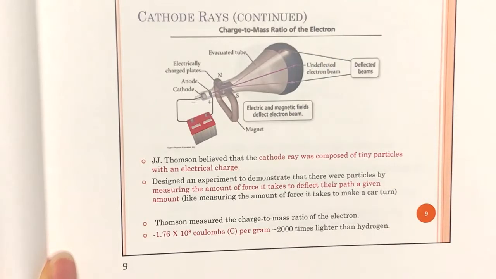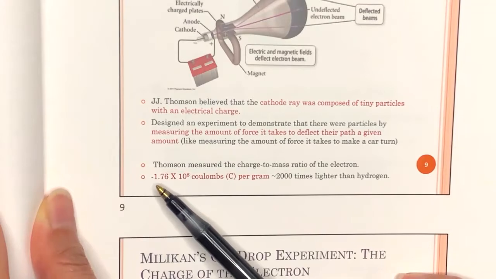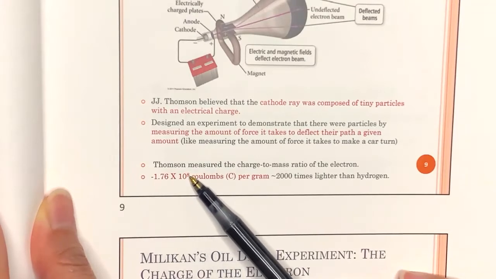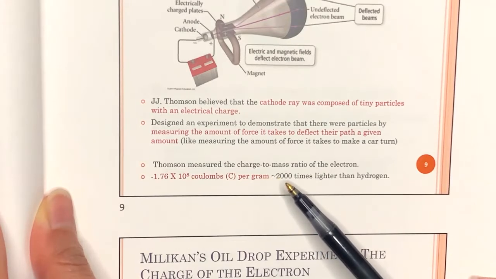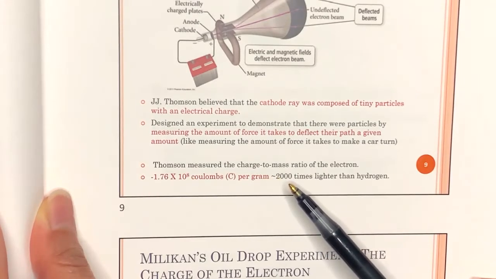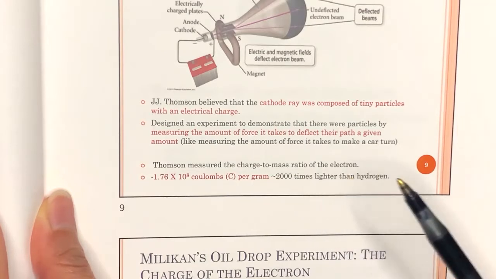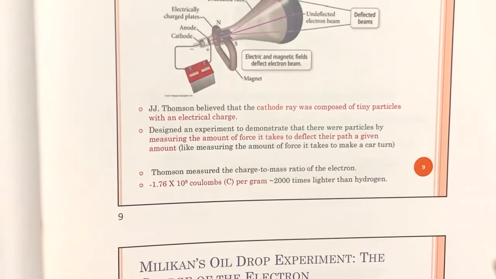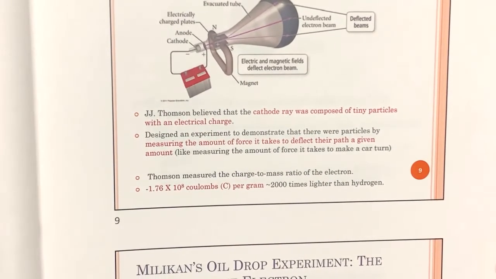He said it's because it's a negatively charged thing. But then he didn't really know much about it, so he did an experiment to look at the charge to mass ratio and found that it's a negative charge in coulombs per gram. And he found that this item, which he named the electron, is 2,000 times lighter than hydrogen. So it's way, way smaller, lighter than the smallest atom they knew of at that point. That was definitely a cool discovery, okay?